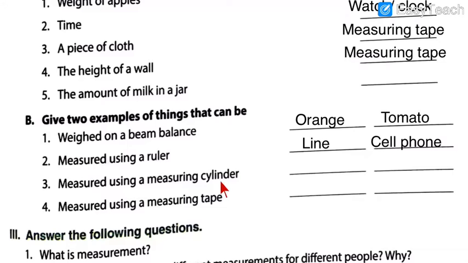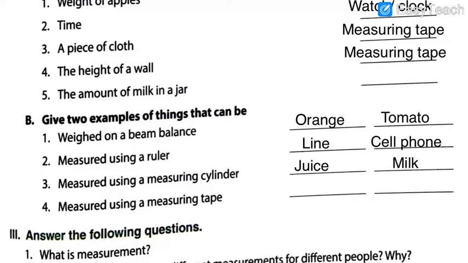Okay. Next is measured using a measuring cylinder. What can be measured using the measuring cylinder? Come on, think about it. Your time starts now. 5, 4, 3, 2, 1 and 0. So using a measuring cylinder, you can measure the amount of juice in the glass. You can measure the amount of milk in the glass or in the container. So these two can be the answers.